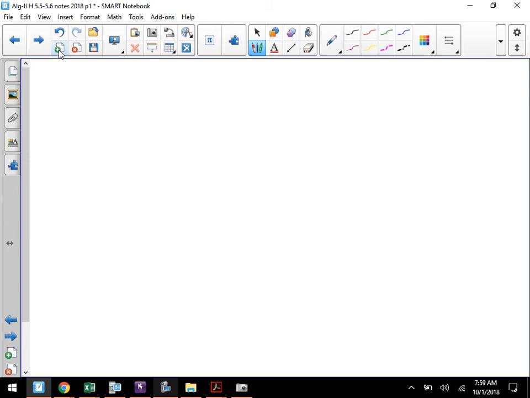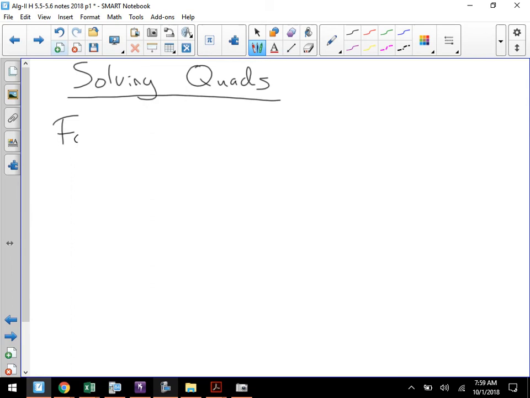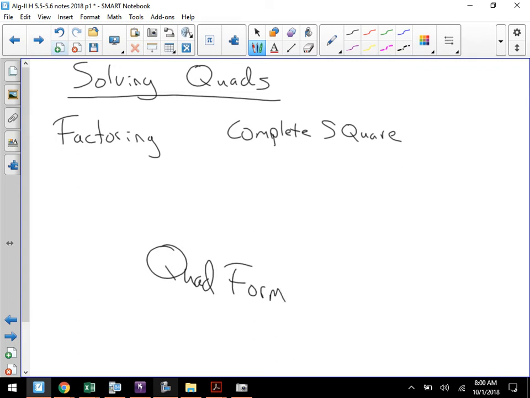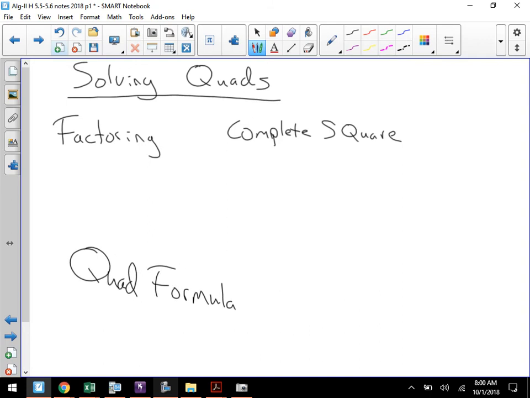For example, when you think about solving the quadratics, we have factoring, completing the square, and then the quadratic formula. I guess you can also say graphing, but that's the same thing as factoring. So when do you choose what? And that's kind of the big idea here.